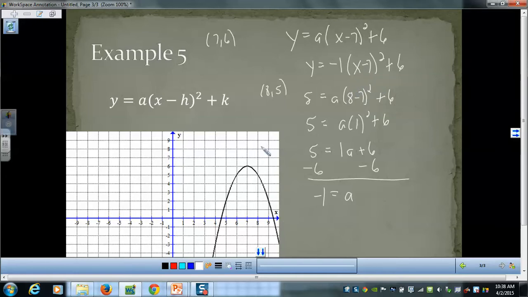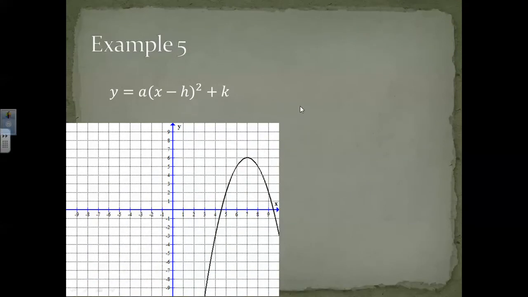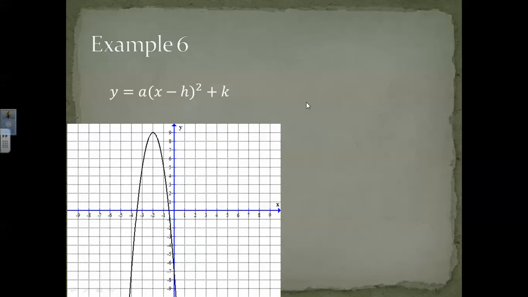Okay, so one more final problem for you to do. Go ahead and pause the video, attempt this, and then turn it back on. All right, so you should have come up with y equals negative 4 times the quantity x plus 2 squared plus 9 for your final answer.